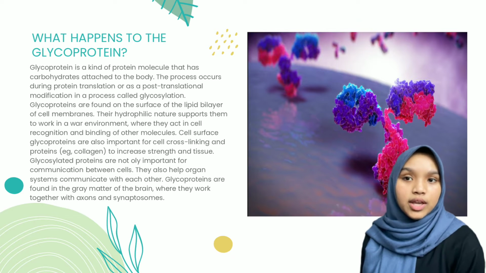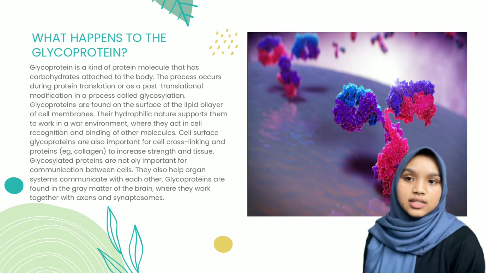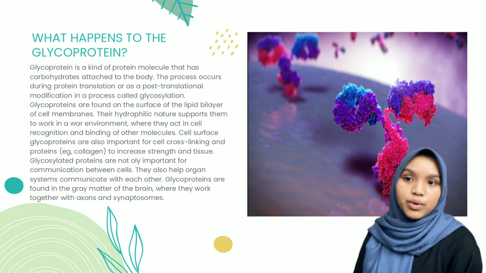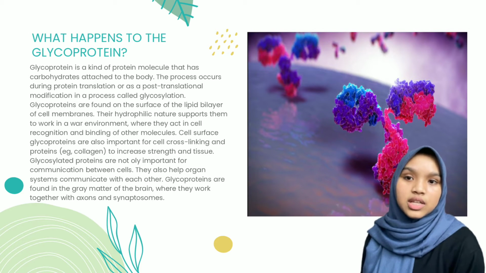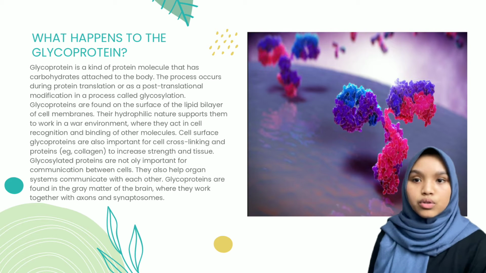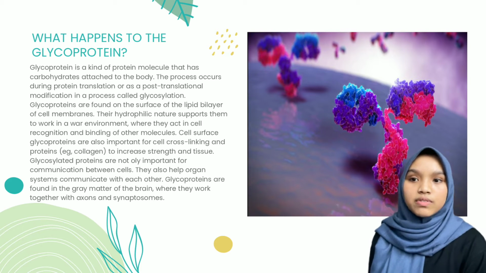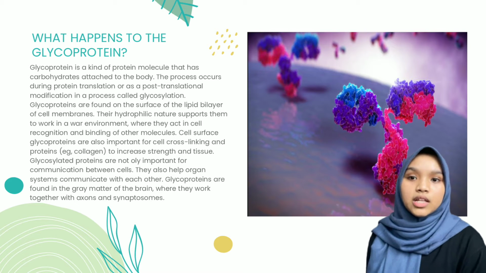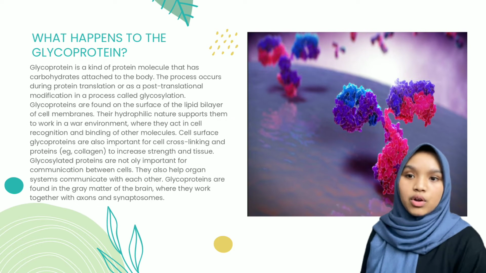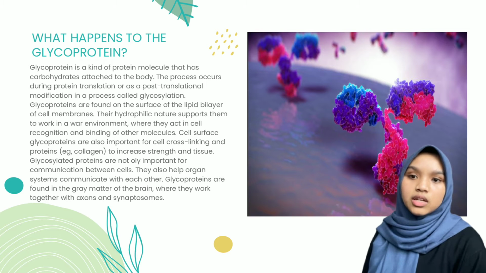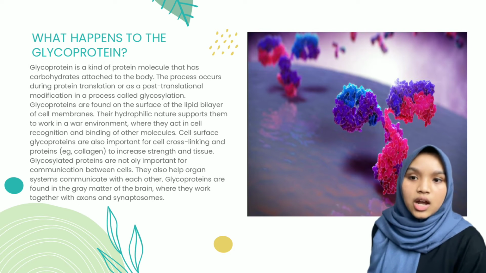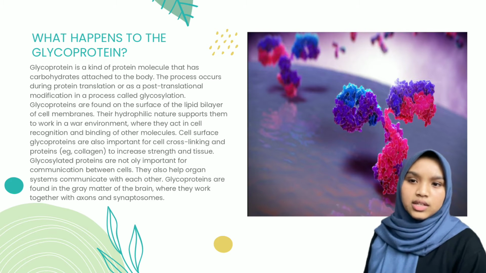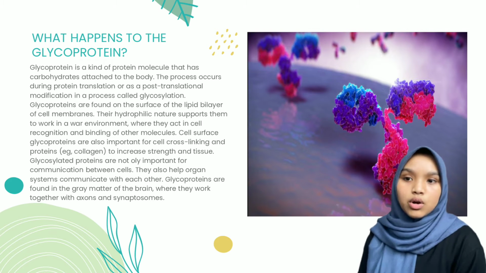Glycoprotein is a kind of protein molecule that has carbohydrate added to the body. The process occurs during protein translation or as a post-translational modification in a process called glycosylation. Glycoproteins are found on the surface of the lipid bilayer of the cell membrane. Their hydrophilic nature supports them to work in a warm environment where they act in cell recognition and binding of other molecules. Glycosylated proteins are not only important for communication between cells, they also help organ systems communicate with each other.